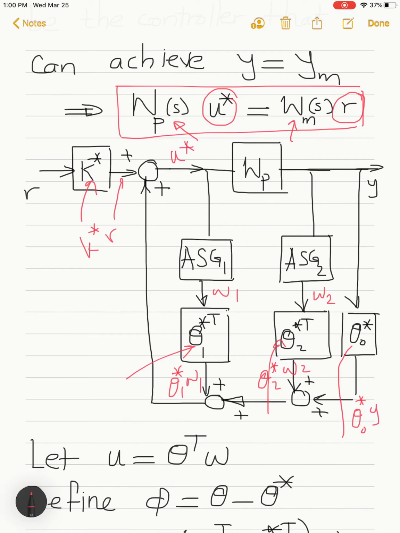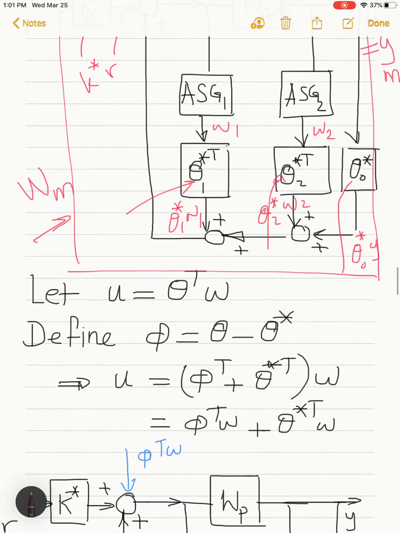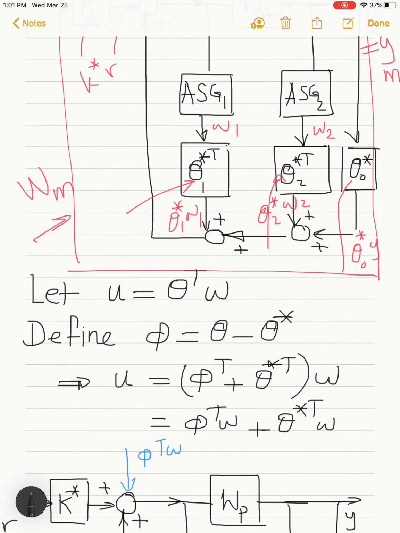And the transfer function that relates y to r in that case would be the model reference transfer function, and in that case y would be equal to ym. So this is the ideal controller that I would use if the transfer function of the plant were known. Now, we don't know the transfer function of the plant. We cannot select theta to be equal to theta star.